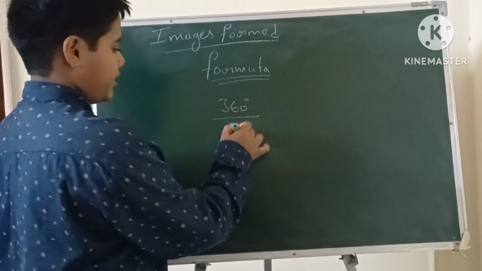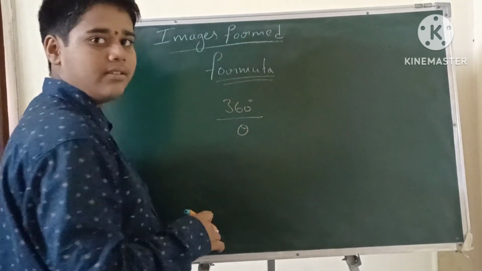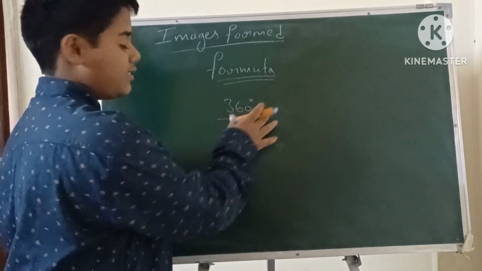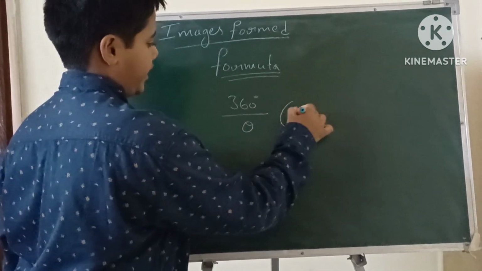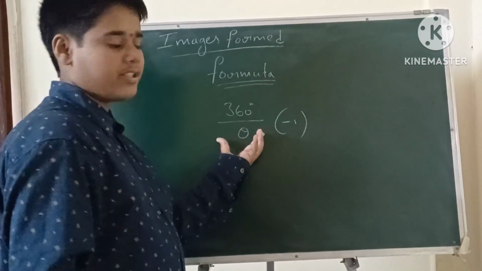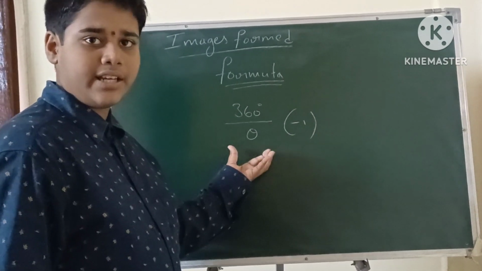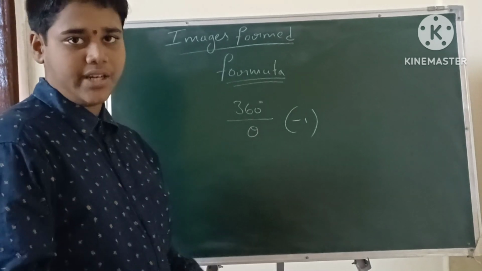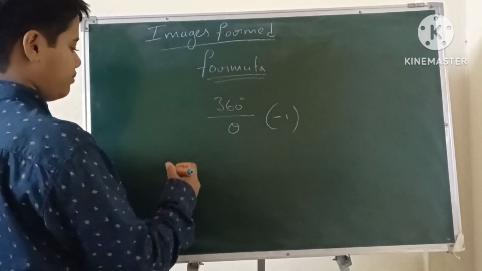When 360 by theta is even, we should keep that constant. When 360 by theta is odd, we have to subtract 1. When 360 by theta is odd, we have to subtract. When 360 by theta is even, we should not subtract. So this is the formula.